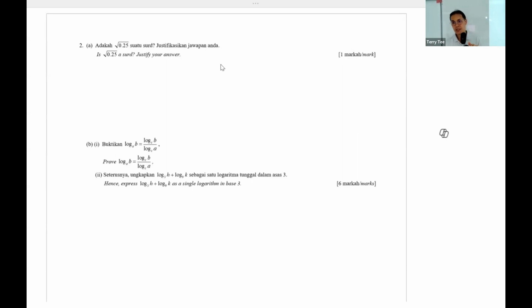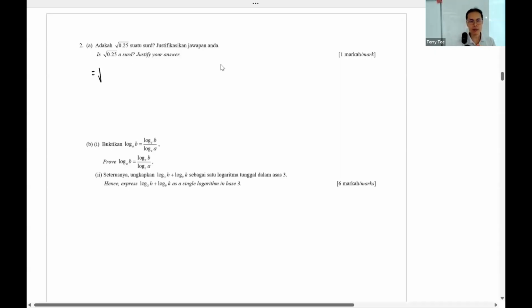Okay, next one. Question number 2. This is Form 4, Chapter 4, Indices, Surds, and Logarithm. So the question is: is the square root of 0.25 a surd? Justify your answer. Okay, 0.25. Can we square root? Either you square root first or you change to fraction. For me, I change to fraction first. 1 over 4. Can you square root 1 over 4? Yes, 1 over 2. So is this a surd? The answer is no, it's not a surd.